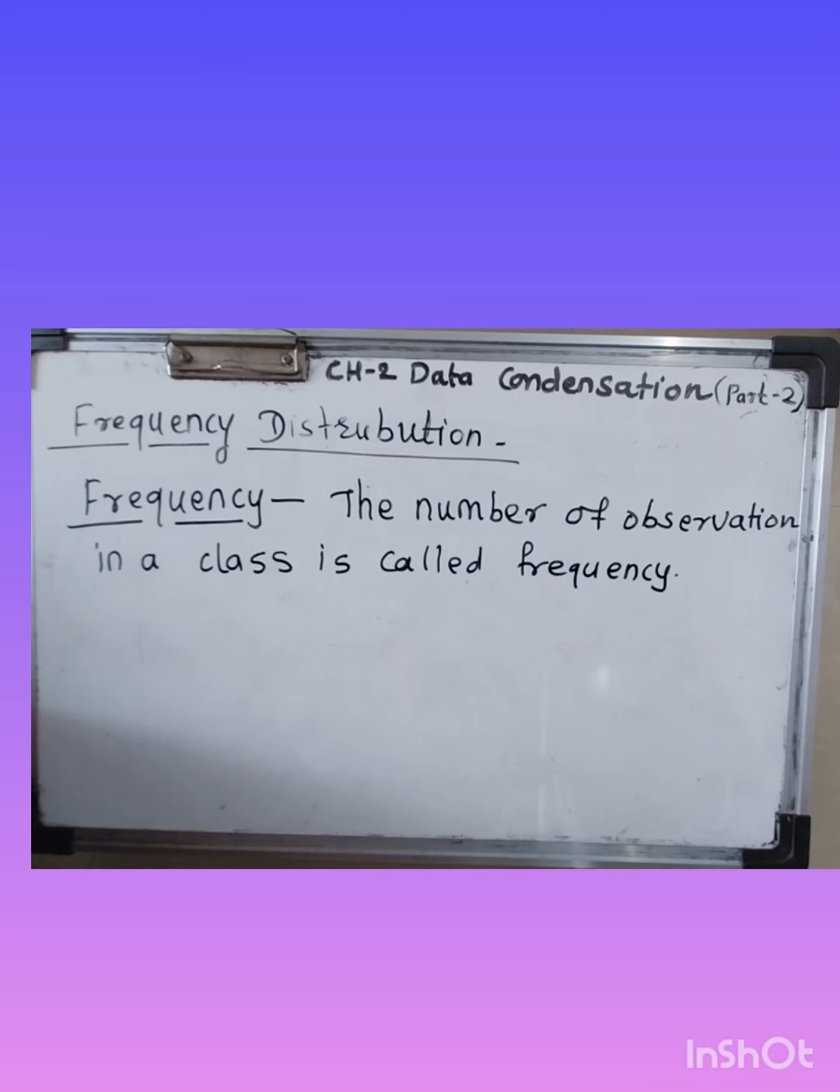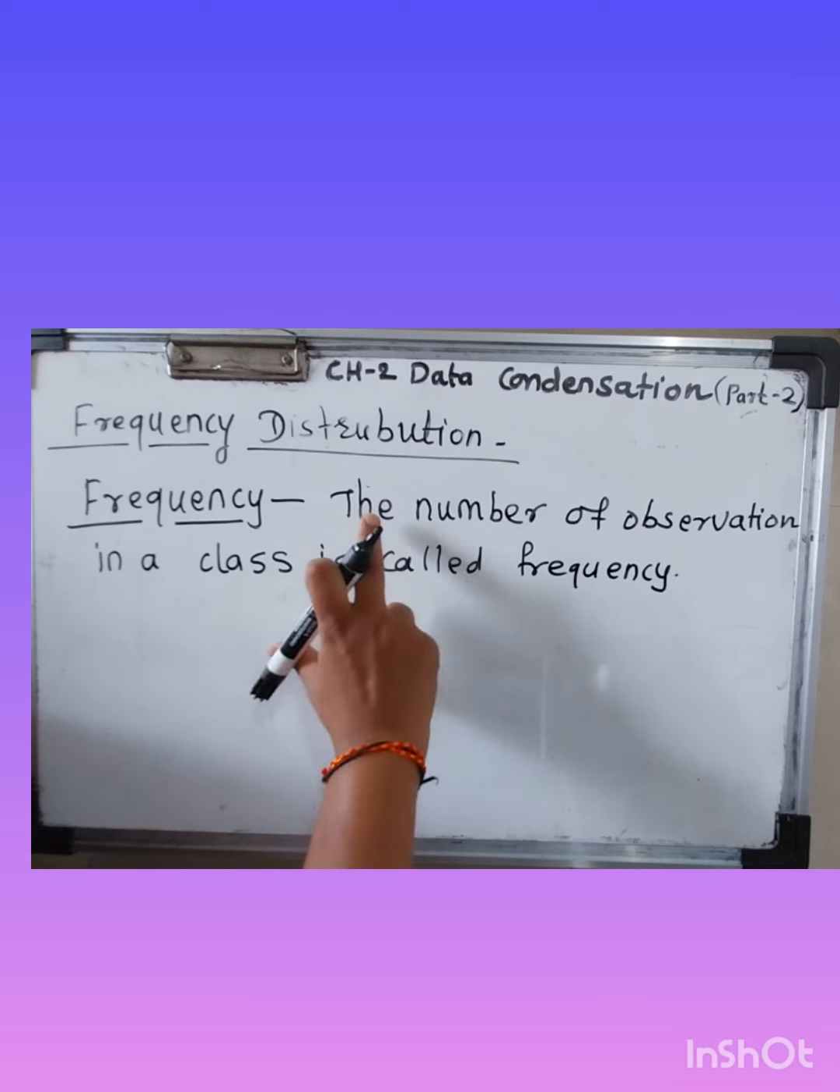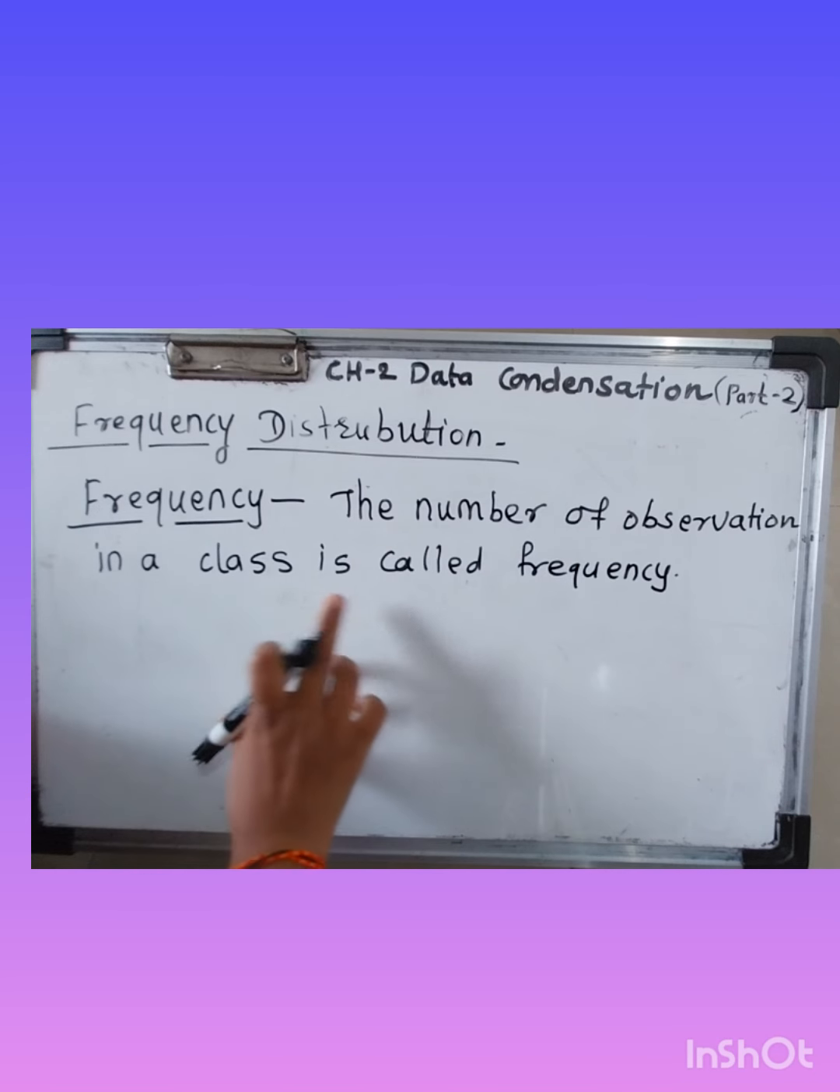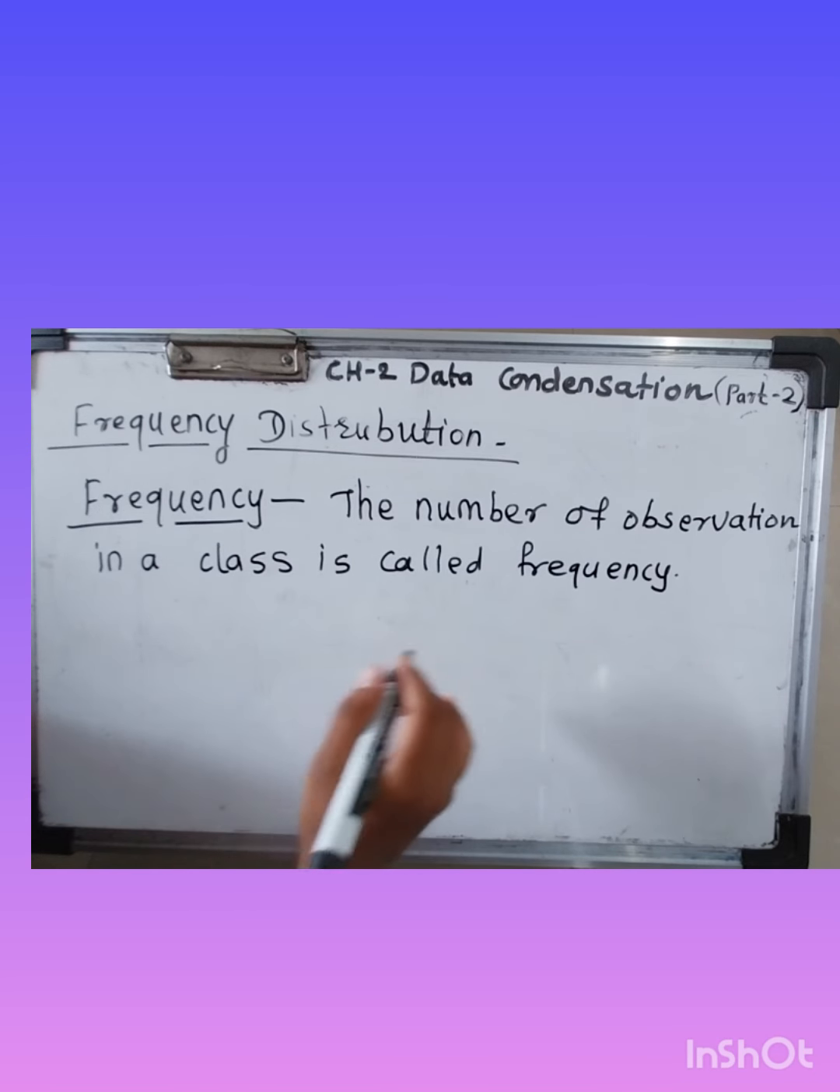Hello everyone. In a previous session, part 1, we studied the attributes, variables divided into two types, discrete and continuous. Then classification, raw data. Now the next topic is the frequency distribution. In that, what is the frequency? Frequency is the number of observations in a class. It's called the frequency.